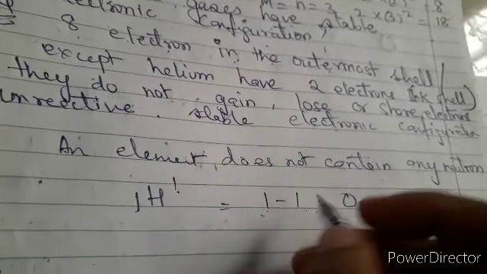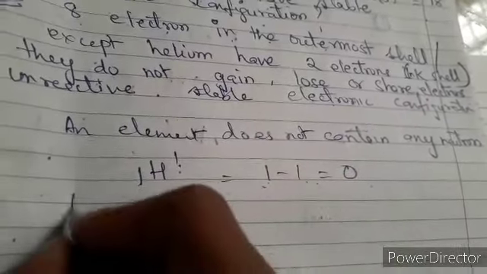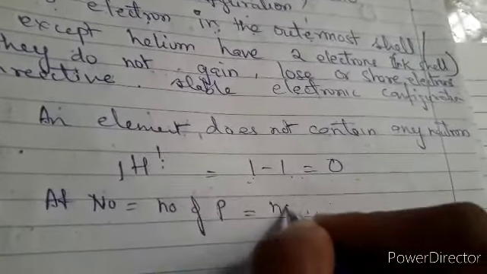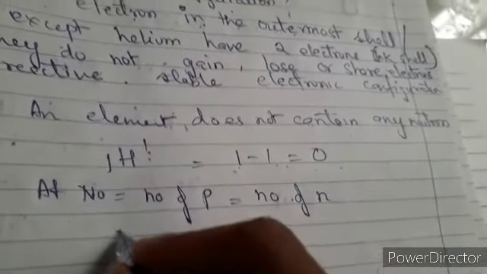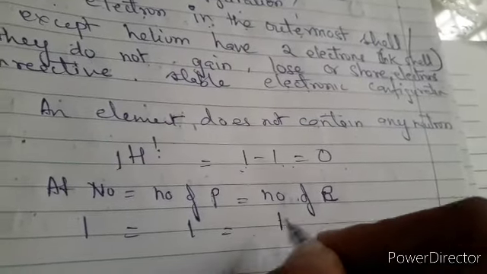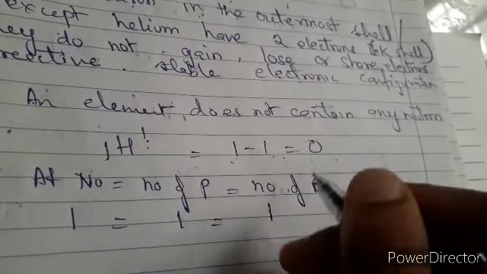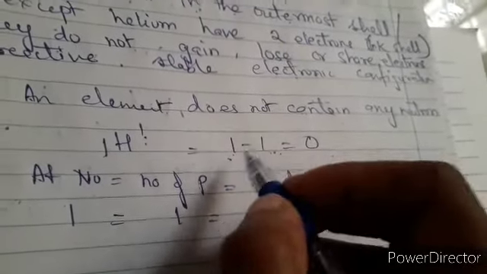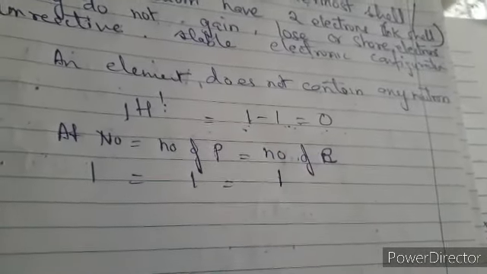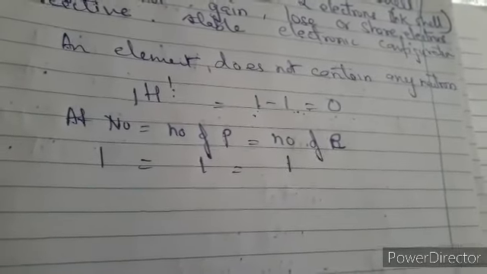So 1 minus 1, you know that atomic number is equal to the number of protons, which is equal to the number of electrons. So this is 1, and electrons also 1. So every time you are getting 1, 1, 1, mass number is also 1, proton is also 1, and your electron is also 1. So 1 minus 1 is 0 you can get. So neutron over here in hydrogen is 0.